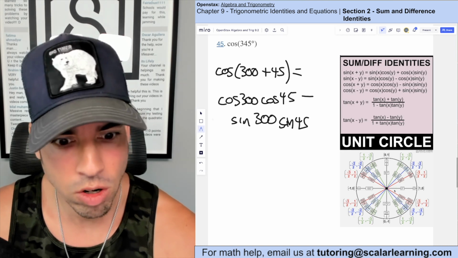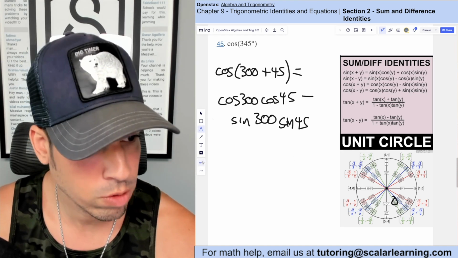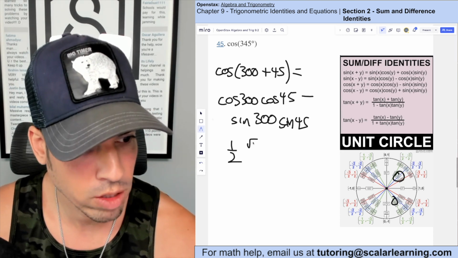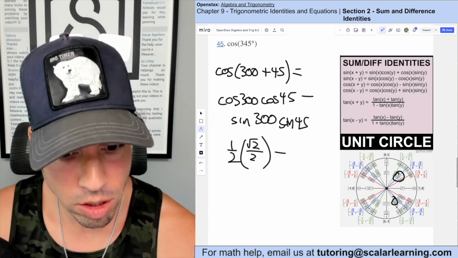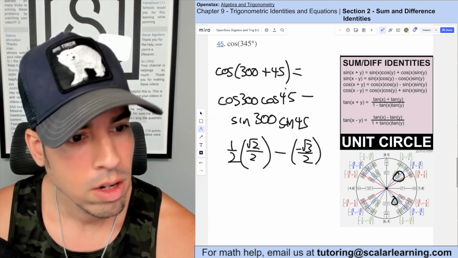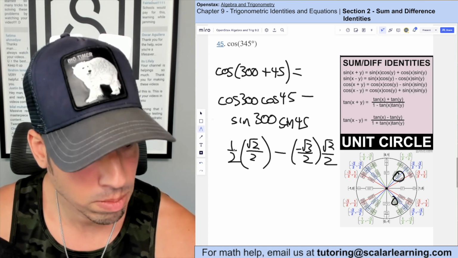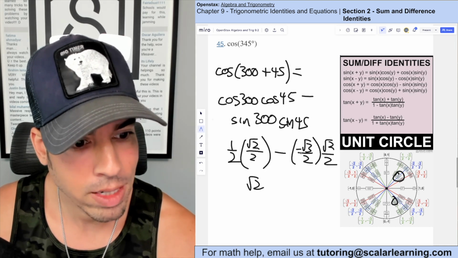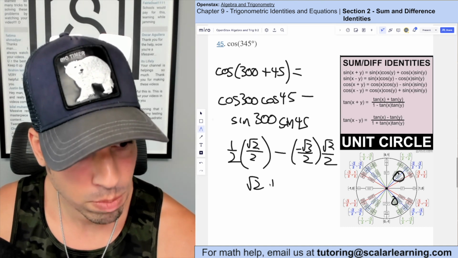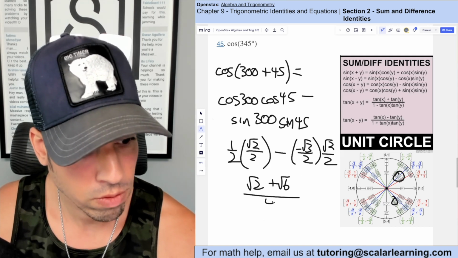Okay, now let's see what each of these are. So for 300, cosine of 300 is the corresponding x value, 1/2. Cosine of 45 is again also the x value, radical 2 over 2. And then it's minus sine of 300, that's that negative radical 3 over 2. And then we've got sine of 45, that's that y value, which is again radical 2 over 2. Now let's simplify. We get radical 2 minus, and then we have negative radical 3 times radical 2, which is radical 6, but minus negative radical 6 is plus radical 6, and then over the common denominator of 2 times 2, which is 4. So there's the answer.